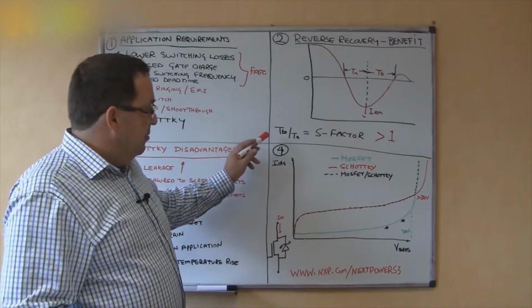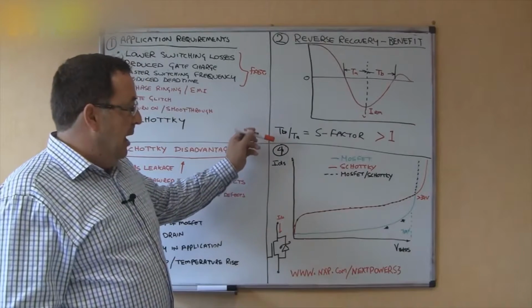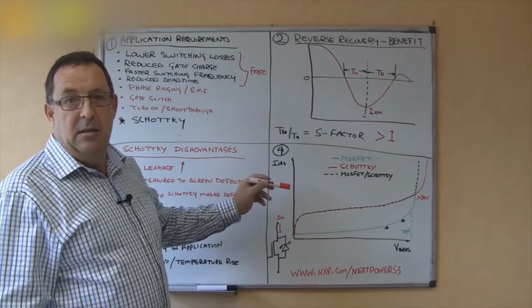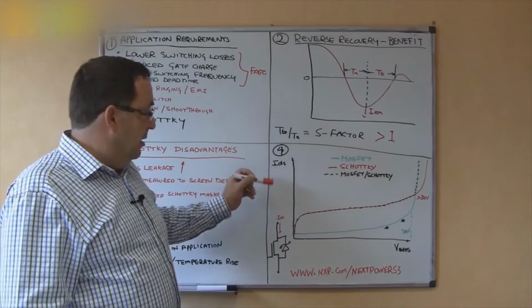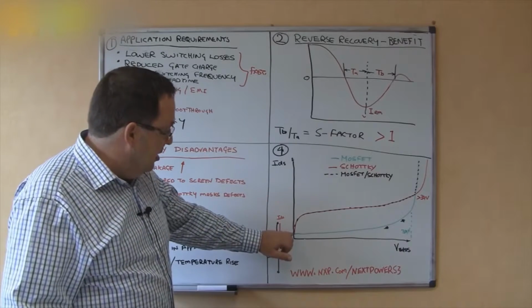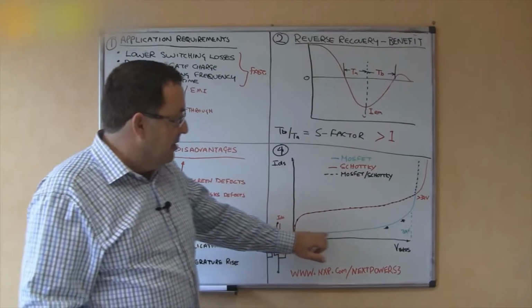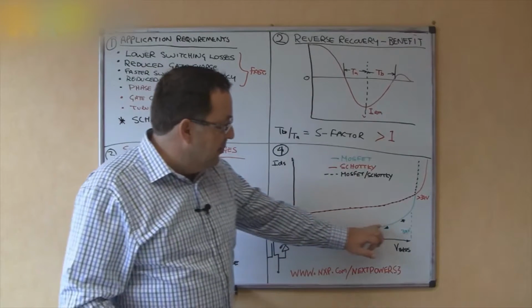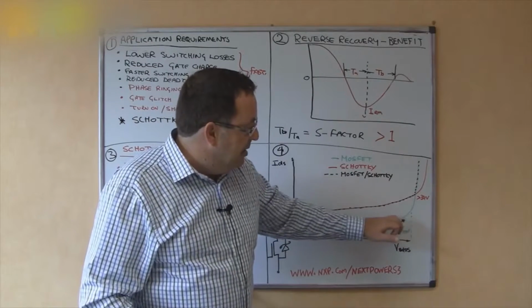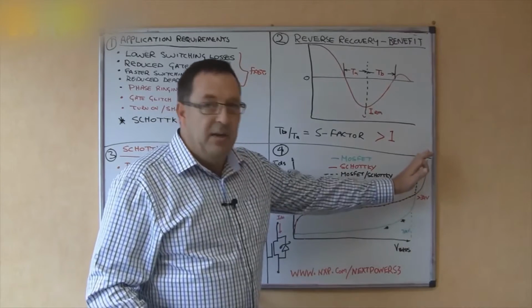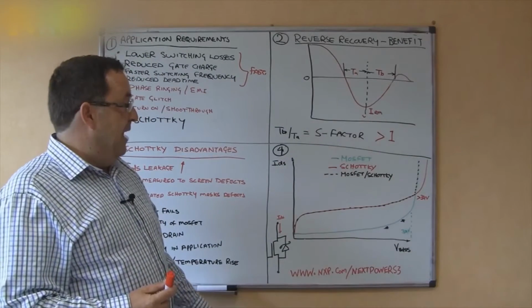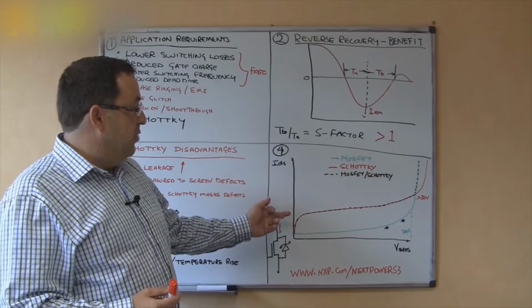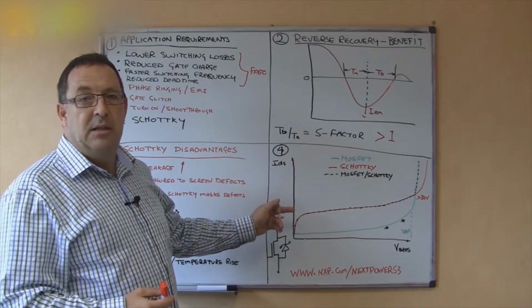I've put a chart up here which explains the leakage in the MOSFET and the Schottky. So if we look at the green trace, this is for a typical MOSFET, and we can see that the IDSS leakage there is fairly low, and as we get towards its breakdown voltage it starts to ramp up until it gets into avalanche. If we look at the red trace, that's for a Schottky diode.